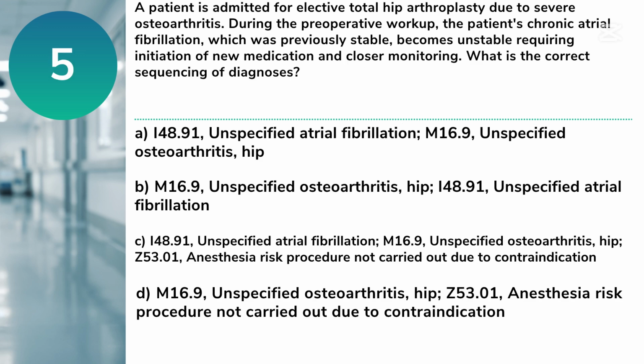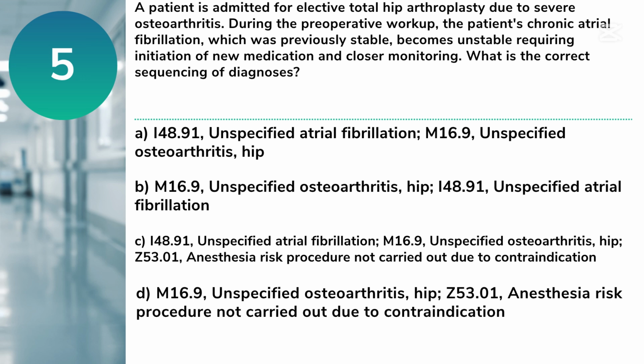Question 5. A patient is admitted for elective total hip arthroplasty due to severe osteoarthritis. During the preoperative workup, the patient's chronic atrial fibrillation, which was previously stable, becomes unstable, requiring initiation of new medication and closer monitoring. What is the correct sequencing of diagnoses?